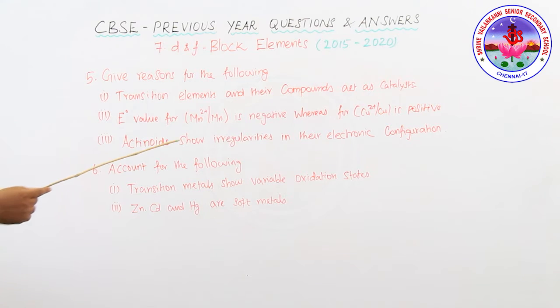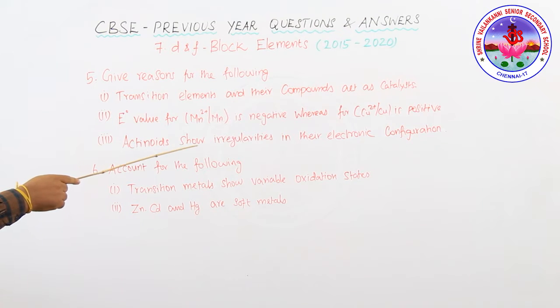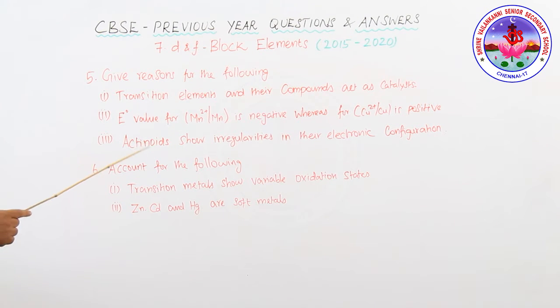That is why they show the irregularities of the electronic configuration. I will repeat this. Many of the elements in the actinide compounds are radioactive. The radioactive elements have only a short half-life. That is why it shows irregularities in the electronic configuration, and also the comparable energy of the 7s, 6d, 5f orbitals.